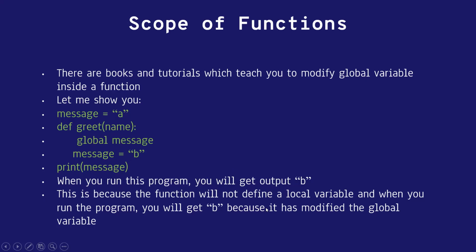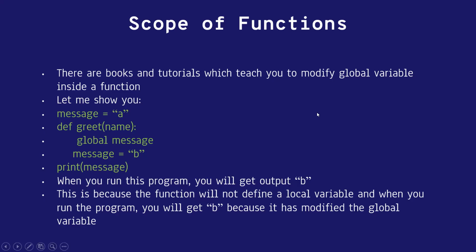This is because the function will not define a local variable, and when you run the program, you will get B because it has modified the global variable. I want us to run this. So when you run this program, you'll get the output B. This is because the function will not define a local variable, and you'll get B because it has modified the global variable.